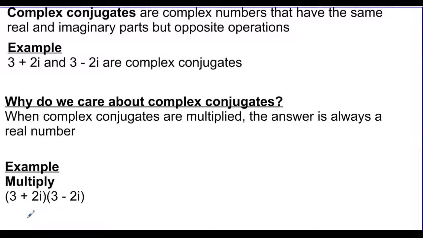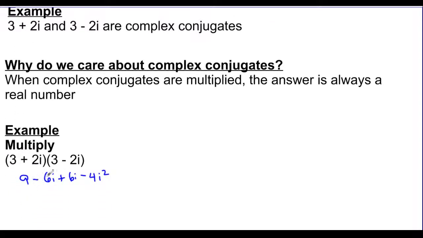Well, 3 times 3 gives me 9. 3 times negative 2i, negative 6i. 2i times 3 is positive 6i. And 2i times negative 2i is negative 4i squared. So let's simplify just like we did when we were doing the multiplying video. Negative 6i plus 6i, well, that's negative 6 plus 6 is 0. These two values cancel each other out. And then remember, i squared is the same thing as negative 1, so this is really saying 9 minus 4 times negative 1. Well, negative 4 times negative 1 is positive 4. So this says 9 plus 4, and that's 13.